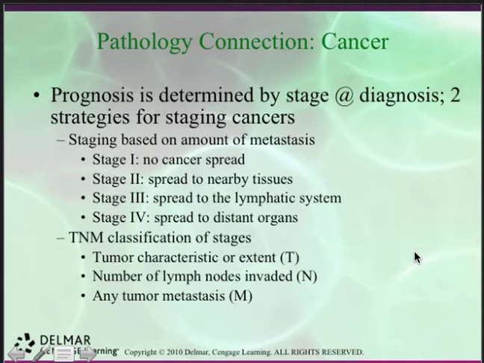By stage 4, it is actually spread to distant organs and is beginning to produce new neoplasms in these other locations. There's a classification of stages that relies on what's called the TNM acronym. T is the tumor characteristic or extent, N is the number of lymph nodes that have been invaded, and M is any tumor metastasis. And so we can use this, again, as a way to assess how far the disease has spread, and this will determine the prognosis.